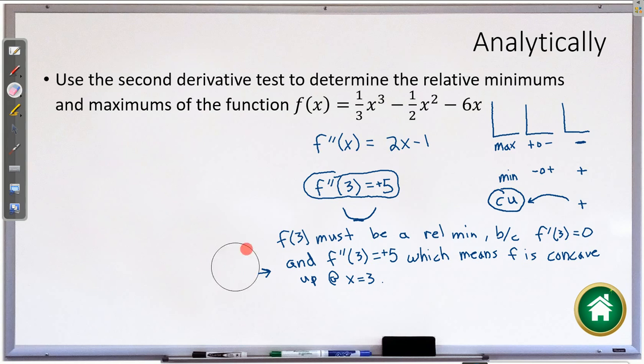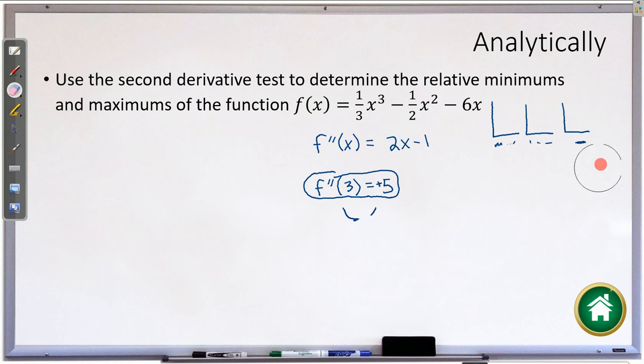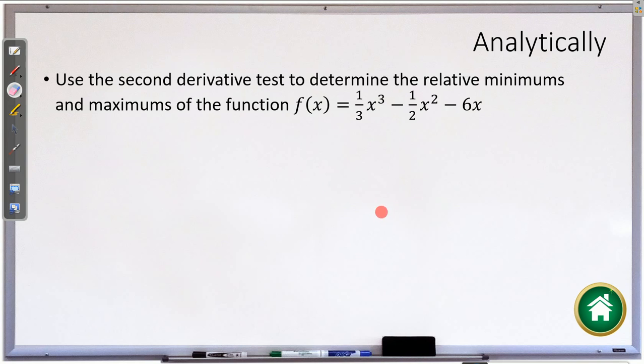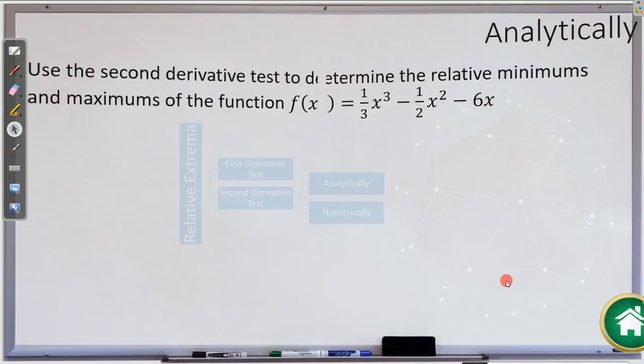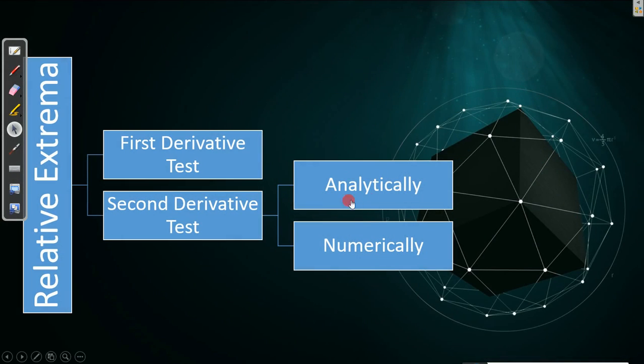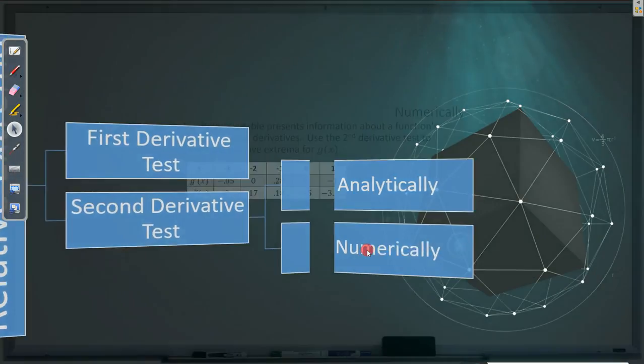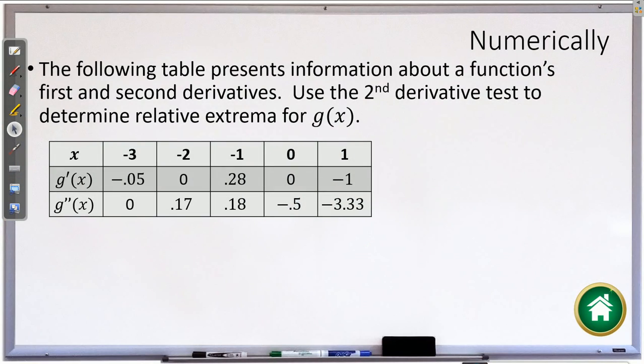Alright, now there's one other way you might see that, which looks more complicated, but there's actually less work involved. And that is if you're not given an equation. Okay, so we did it analytically. Sometimes I can switch this up by giving you a table of values instead. So the following table represents information about a function's first and second derivatives. Use the second derivative test to determine relative extrema for g of x, the original function.